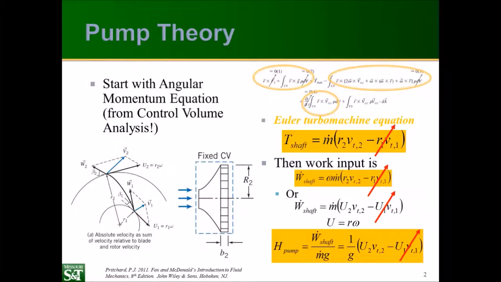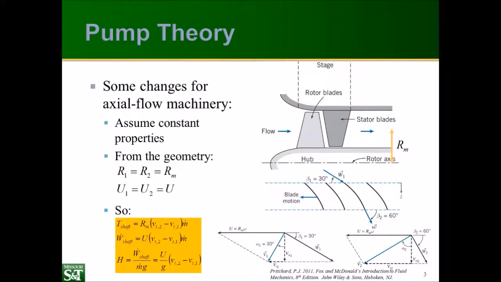And of course, there's no such thing as an ideal machine, so we have some additional analysis to do. Now, we do have to make some changes to this analysis when we talk about axial flow machinery. Axial flow machinery doesn't require that the flow change direction to move from axial to moving outward. It continues to move axially, but the rotation rate changes.